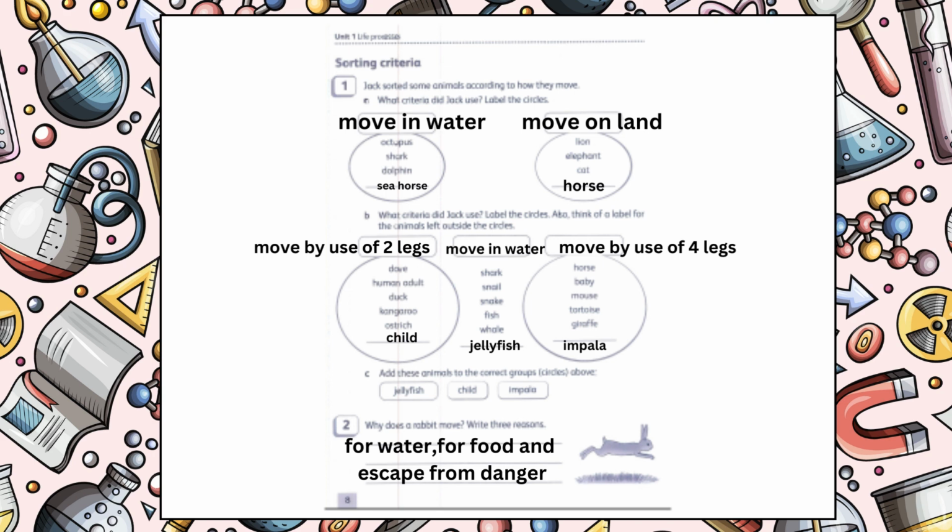Now question number 2. Why does a rabbit move? Write three reasons. So a rabbit can move for searching water, for getting water. So just write for water, for food, and escape from danger.